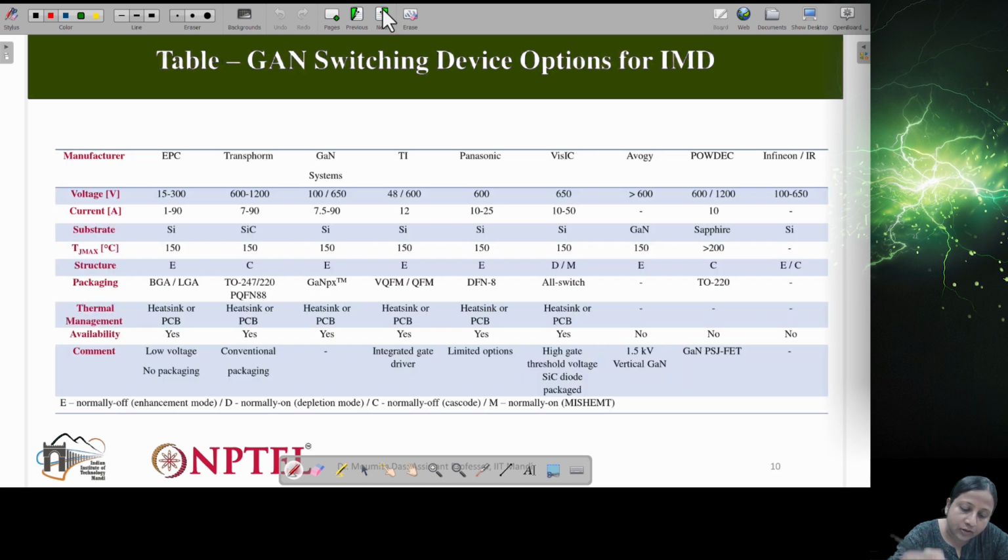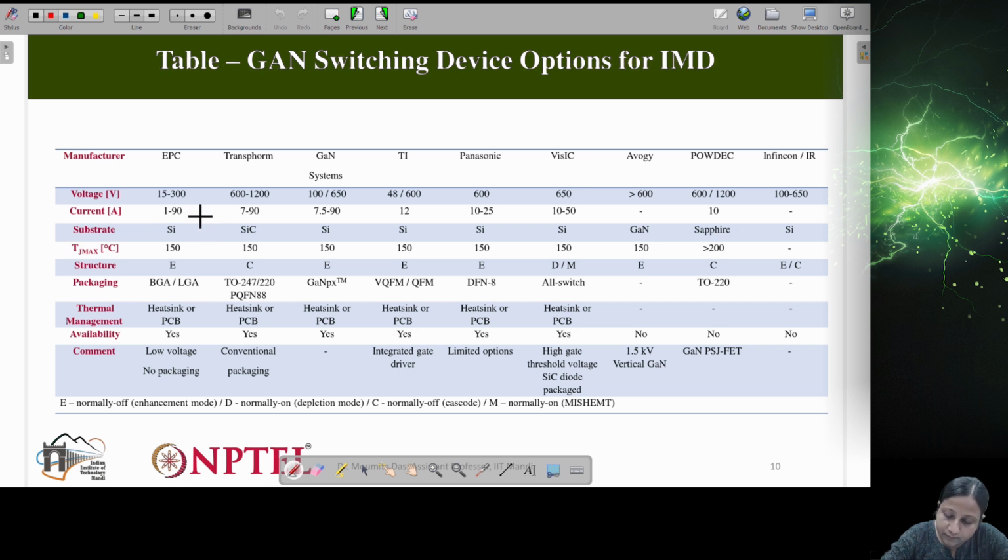All these devices are suitable for IMD application. Similar to silicon carbide devices, the gallium nitride device is also suitable for these drive applications. Obviously the power level of gallium nitride devices will be much smaller than that of silicon carbide devices. Silicon carbide is suitable at megawatt level, whereas gallium nitride is suitable for much lower power levels in the kilowatt range. The voltage level is 15 to 300 volts from EPC, Transform 600 to 1200, GaN Systems 100 to 650, and TI 48 to 600. So these are the different voltage levels available.